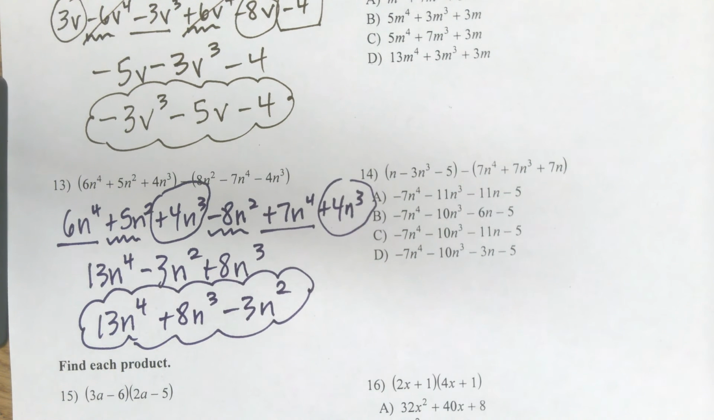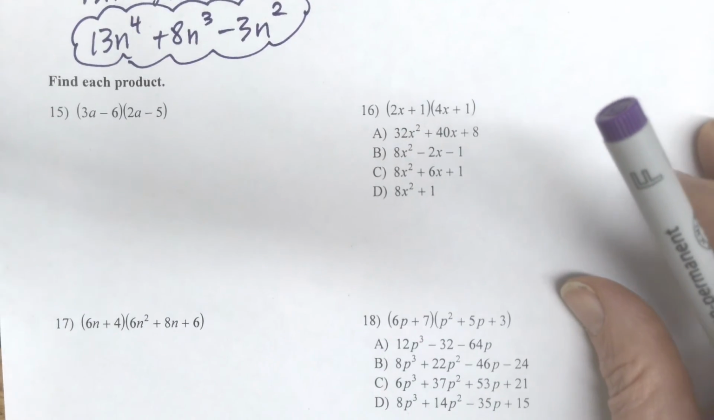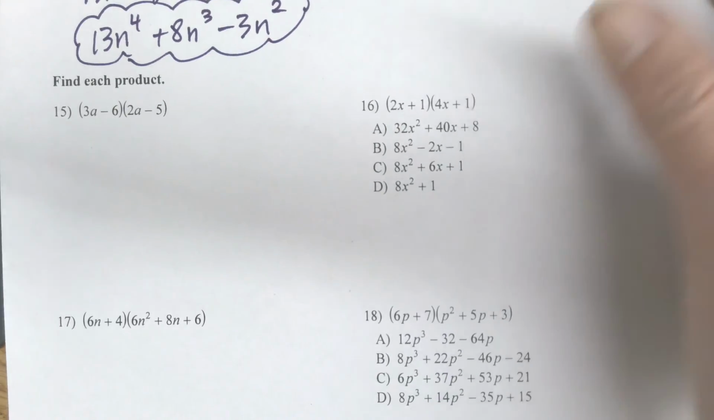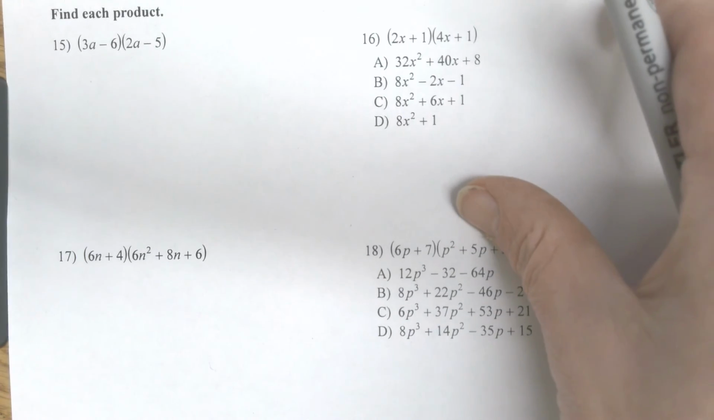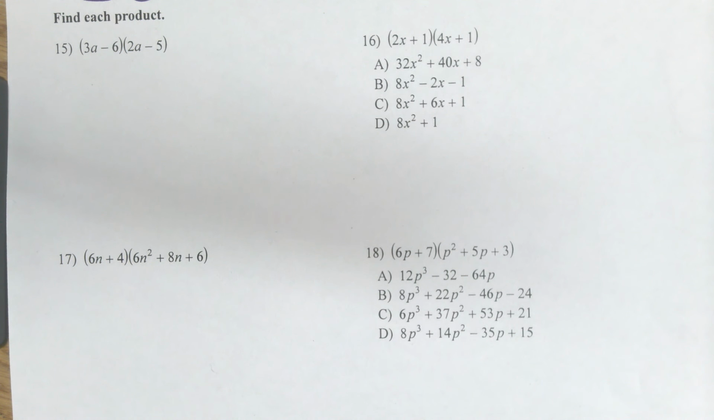The last part of your test is multiplying. And so keep in mind, when you multiply, we talked about two different methods. There's the distributing or FOIL method, and then there's also the box method. So the first one I'm going to do the distributing method with, and the second one I'm going to do the box method with. And you can do either one either way.